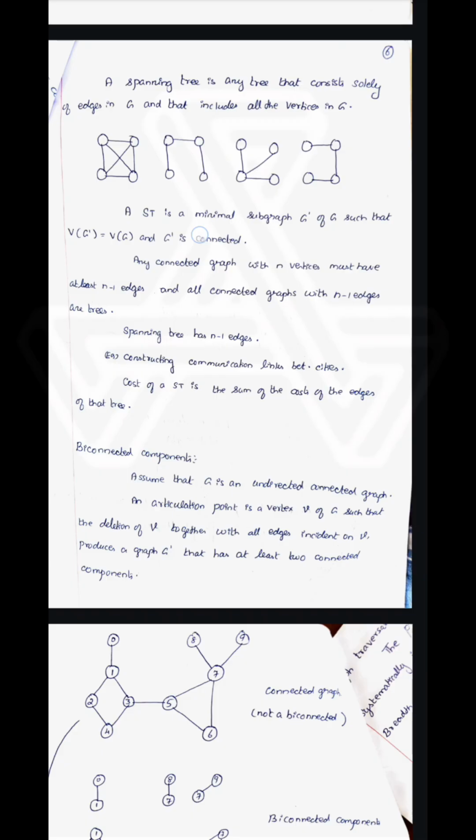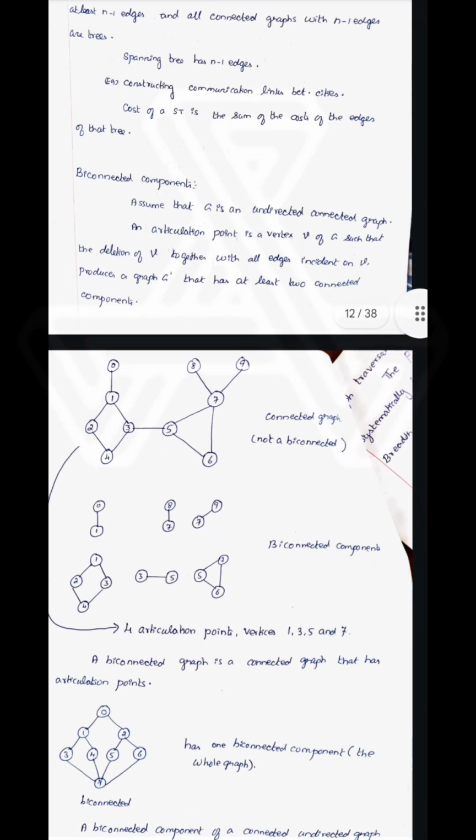The cost of the spanning tree is the sum of the costs of the edges of the tree. By connected component, assume that G is an undirected connected graph. The articulation point is a vertex V such that deleting V together with all edges incident on V produces a graph G bar that has at least two connected components.